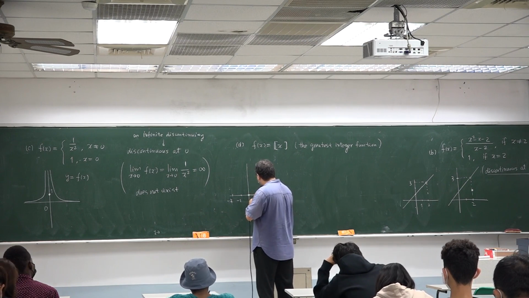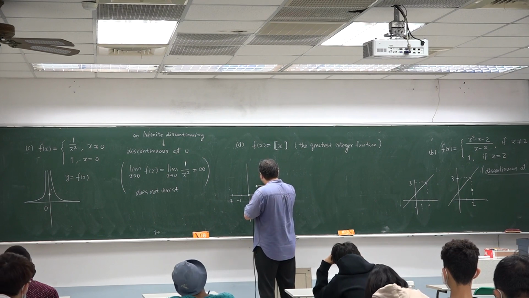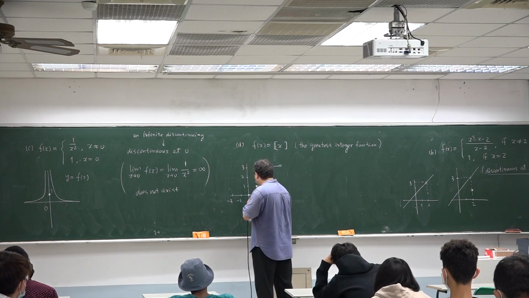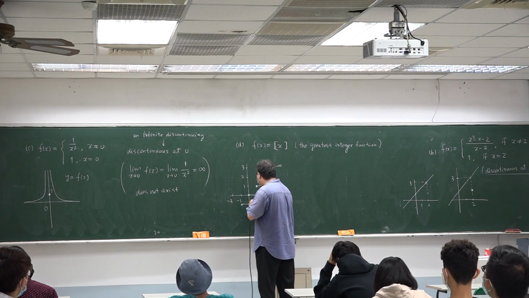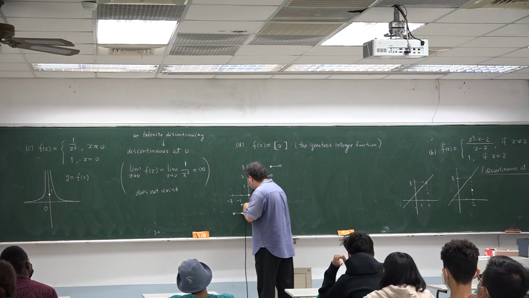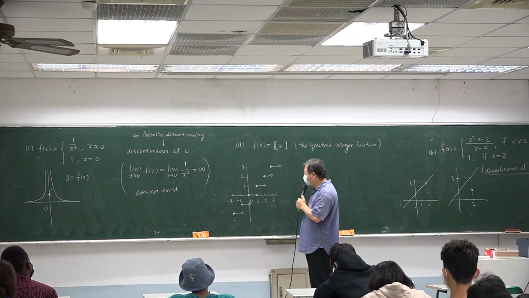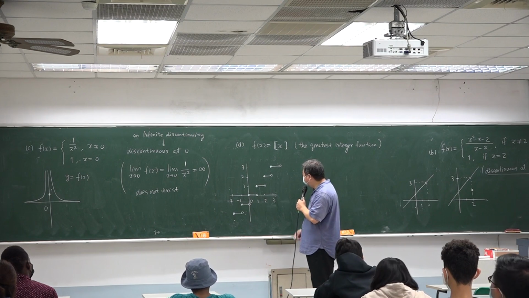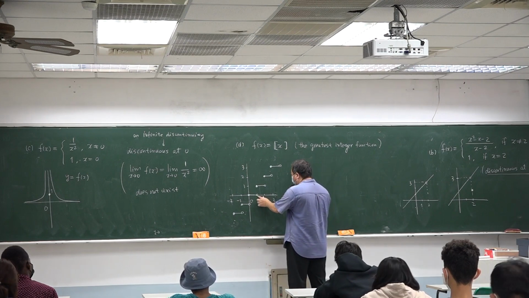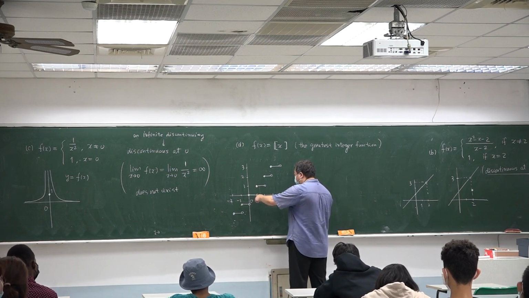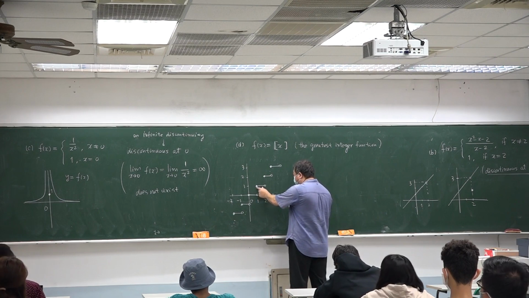between 0 and 1 is 0. Jump. A jump. And a jump. Jump. So, as we have seen before, this function on each half-open interval is a constant function.